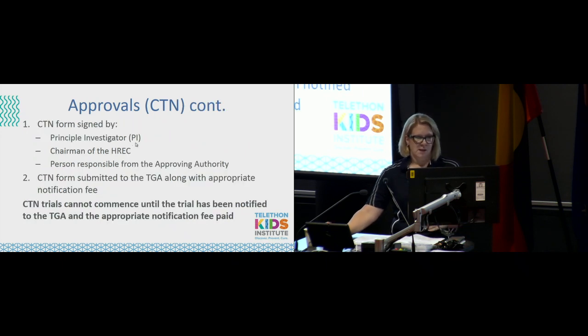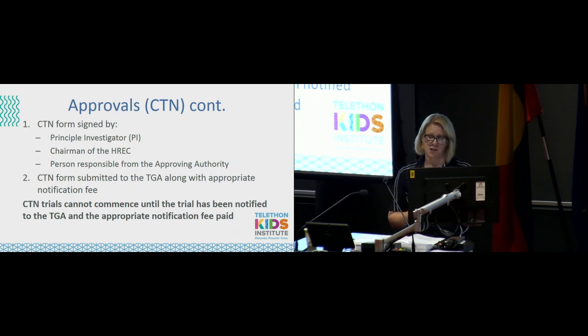So once you have a CTN, it must be signed by the principal. There's an order in which these things have to happen. There's the principal investigator, then the chair of the HREC, and then the person responsible from the approving authority. So that's the Research Governance Office, ensuring that the site has given approval for that study to take place within their authority. The CTN form is then submitted to the TGA along with any notification fee, which is about $350, if I remember rightly.